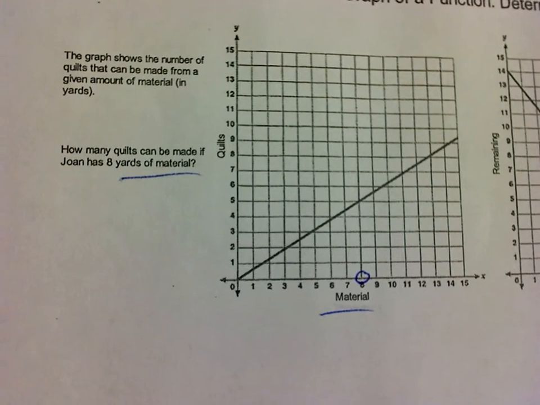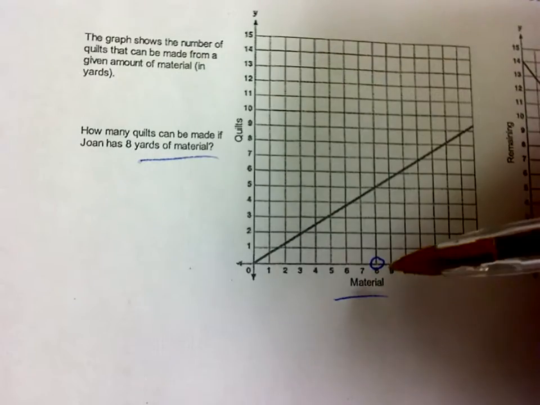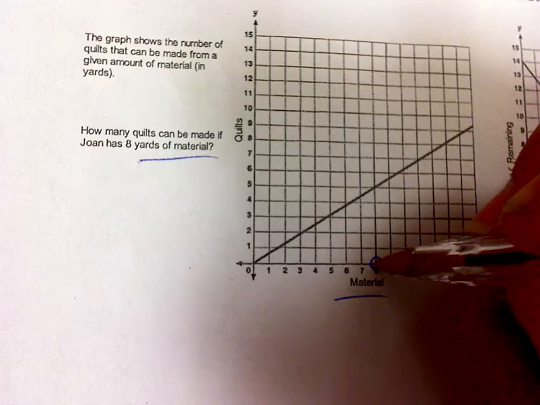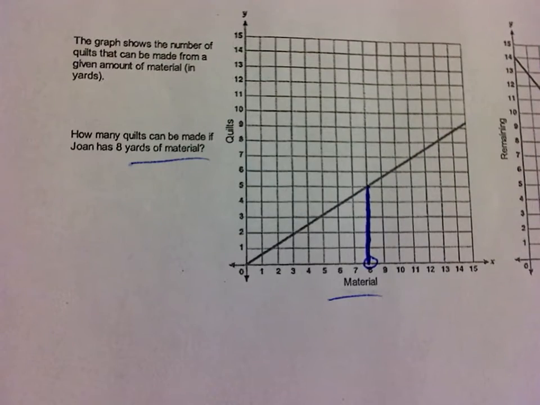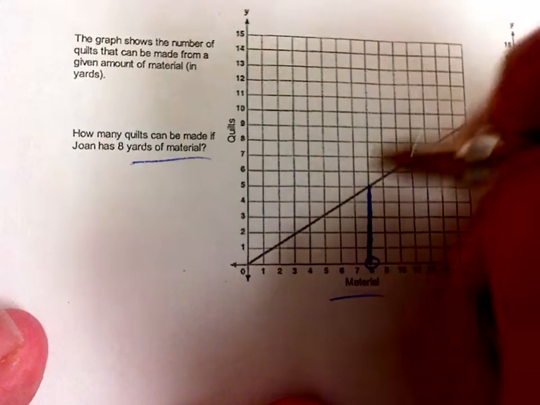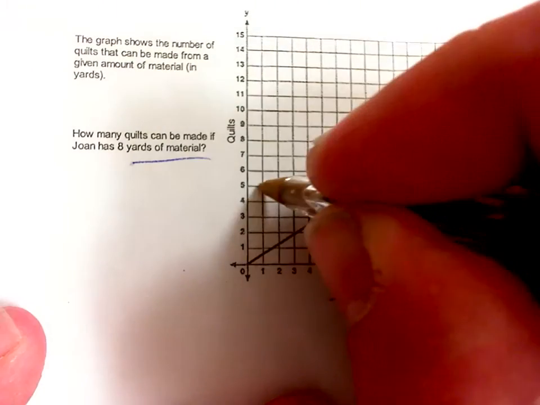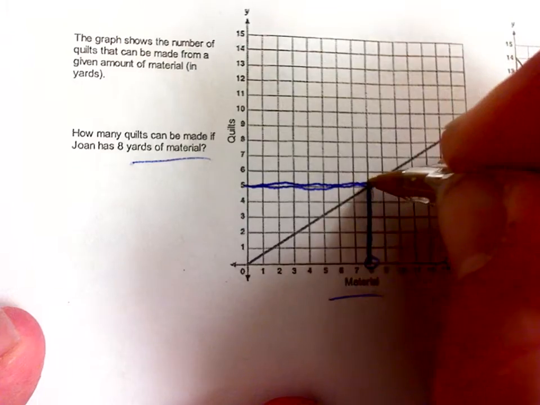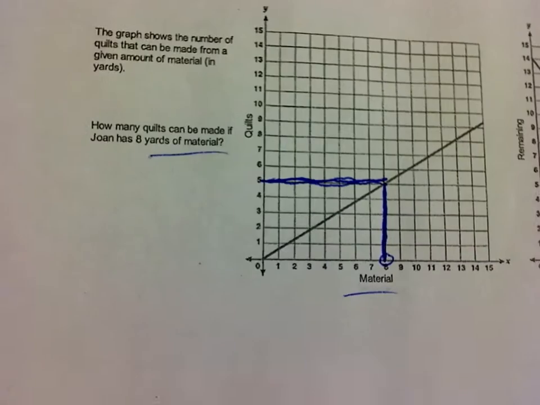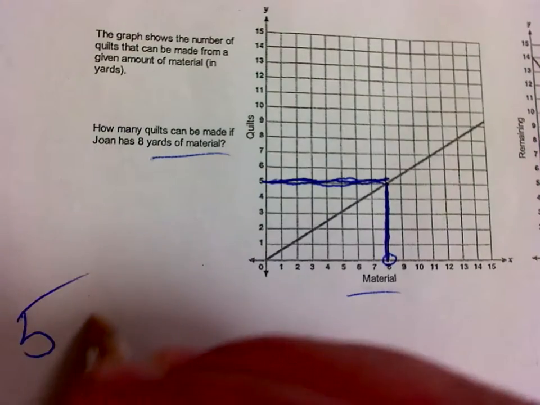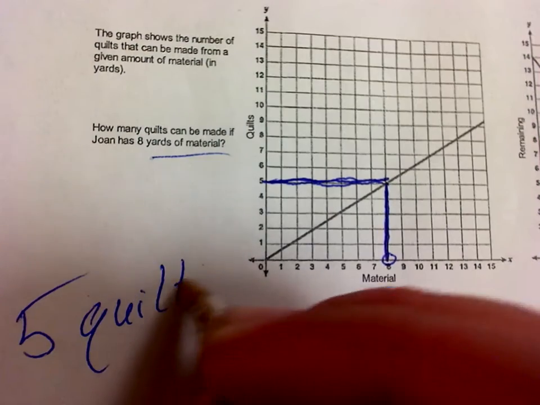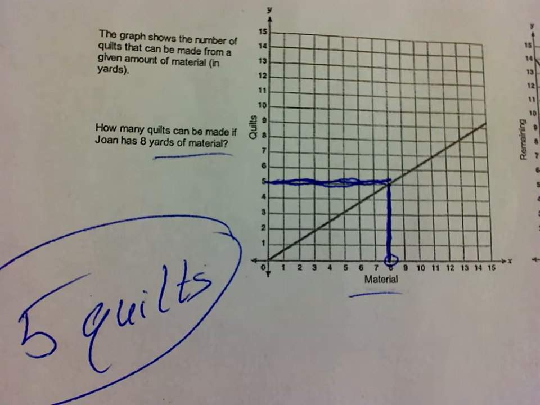Now, how do we find out how many quilts can be made from this? We need to go from the desired value straight to our function there. Okay, we see how it hits the graph. Then we're going to go straight over to where this hits the other axis. Okay, now where it hits the other axis is right here at 5, and that tells us that we can make 5 quilts from 8 yards of material.